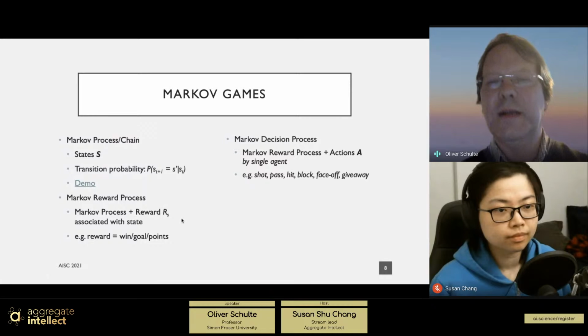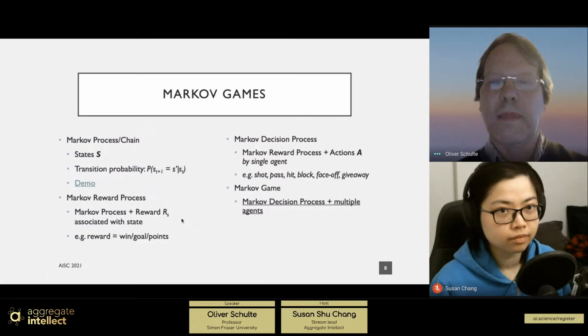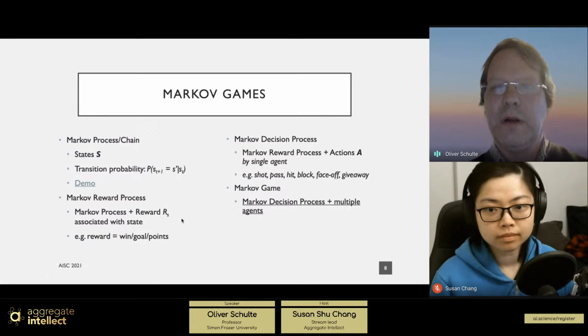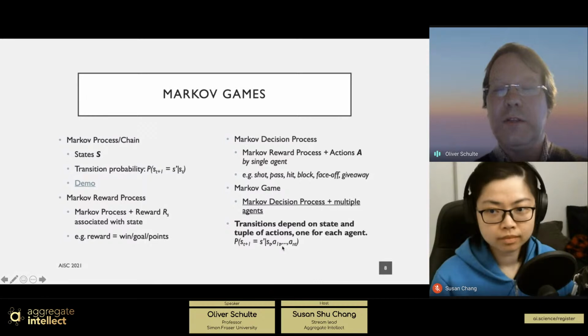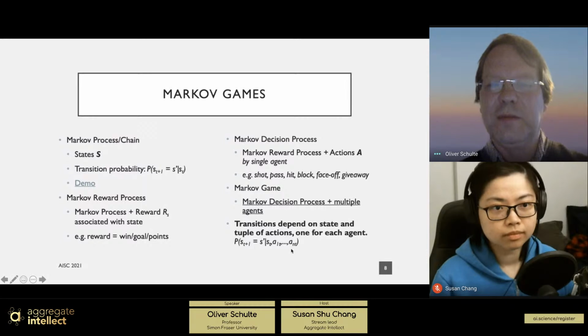In hockey, actions of interest would be things like a shot, a pass, a hit, a face-off. And then finally, if you have not just one agent, but multiple agents, all of whom are taking actions, then you get a Markov game. In a Markov game, you can think of transitions depending not just on the current state, but also on the actions taken by the agents. So I'll just let you look at that. That's the key definition here.